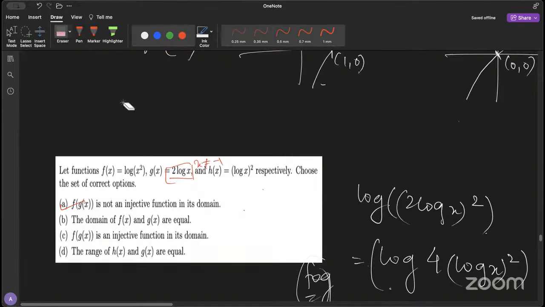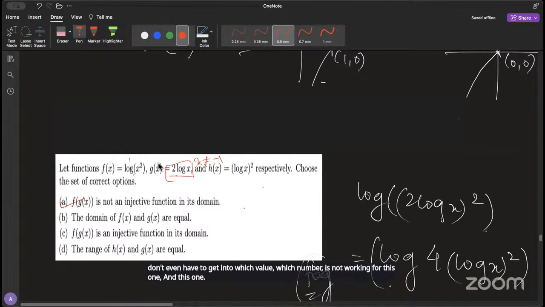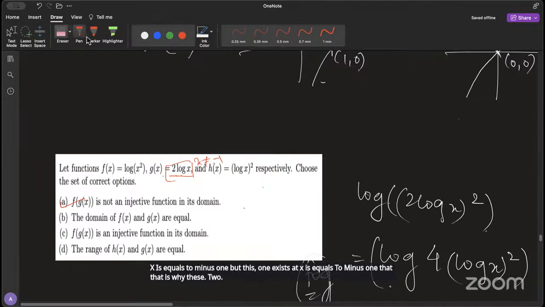The simplest approach is that you don't even have to find which number is not working for this one and this one. You just have to see that the domain of both of these functions is different. That's why these two functions are different. Or in particular, if you want to check at x equals -1, this function does not exist at x equals -1, but this one exists at x equals -1. That is why these two functions are different.